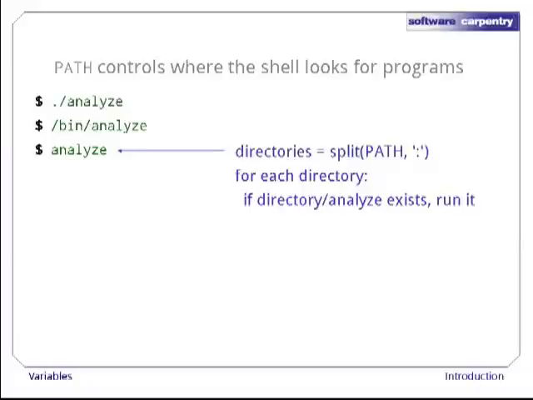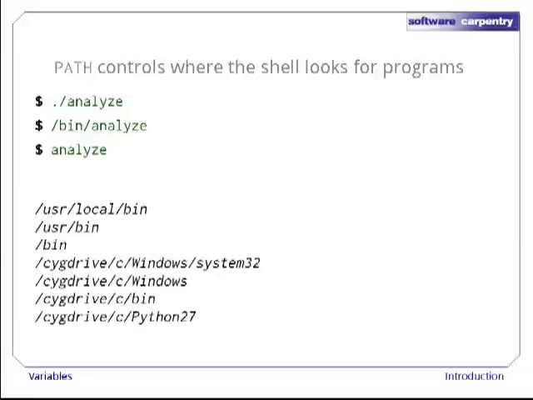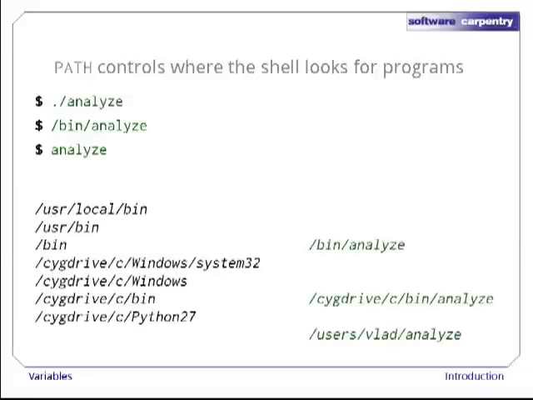Its rule is simple. The shell checks each directory in the PATH variable in turn, looking for a program with the requested name in that directory. As soon as it finds a match, it stops searching and runs the program. To show how this works, here are the components of PATH broken out 1 per line. On our computer, there are actually 3 programs called analyze in 3 different directories. Since the shell searches the directories in order, it finds the one in /bin, not either of the others. Notice that it will never find the program /users/vlad/analyze, since the directory /users/vlad isn't in our path.